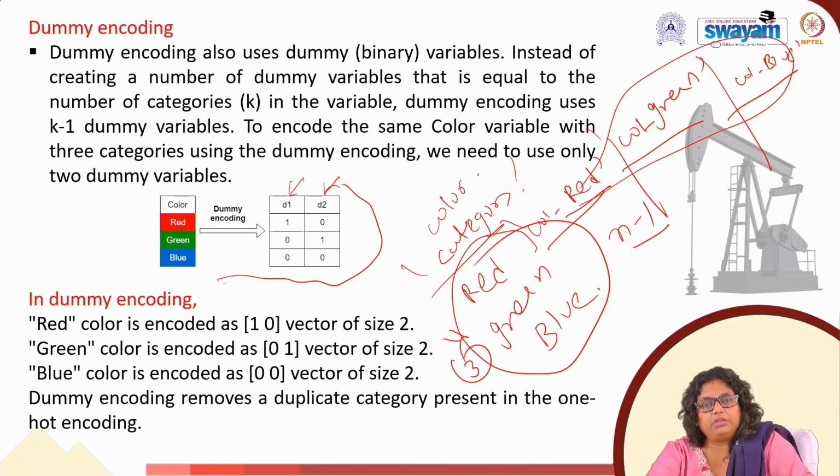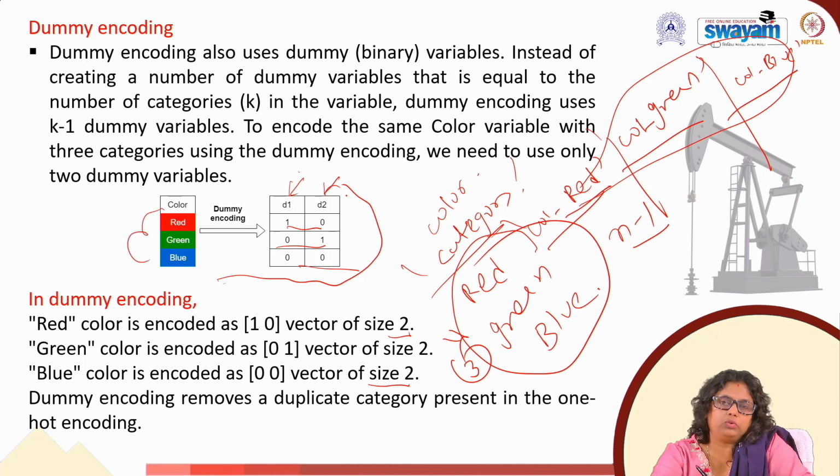In dummy encoding, red color is encoded as 1 0, which is a vector of size 2. Green color is encoded as 0 1, also a vector of size 2, and blue color is encoded as 0 0, again a vector of size 2. We have three categories, but only two columns were created. So dummy encoding removes the redundant category present in one hot encoding, which we have seen previously.